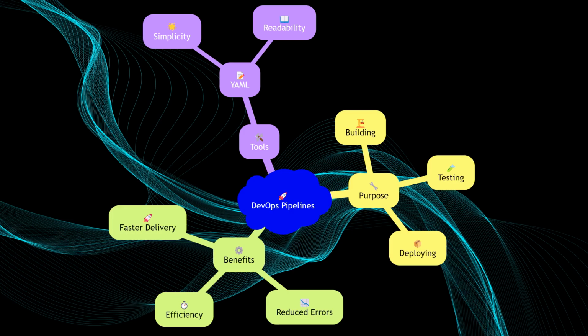In the world of DevOps, pipelines are essential for automating the process of building, testing, and deploying applications. They ensure that code changes are integrated and delivered efficiently, reducing the risk of errors and increasing the speed of delivery. Pipelines can be defined using various tools and languages, but YAML, yet another markup language, has become a popular choice due to its simplicity and readability.